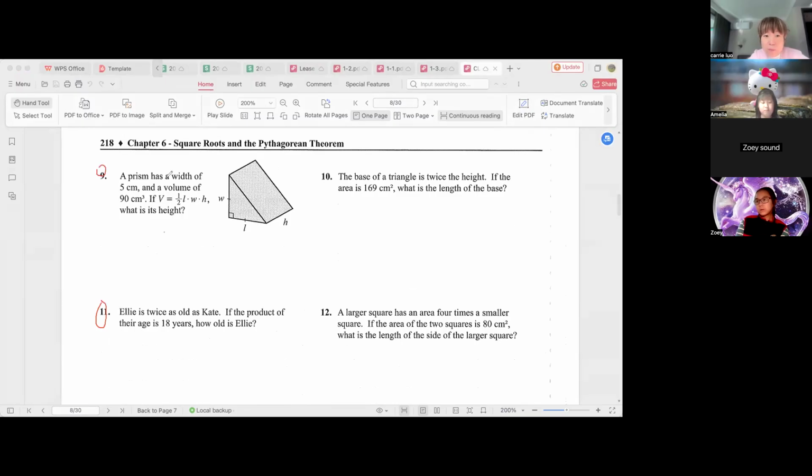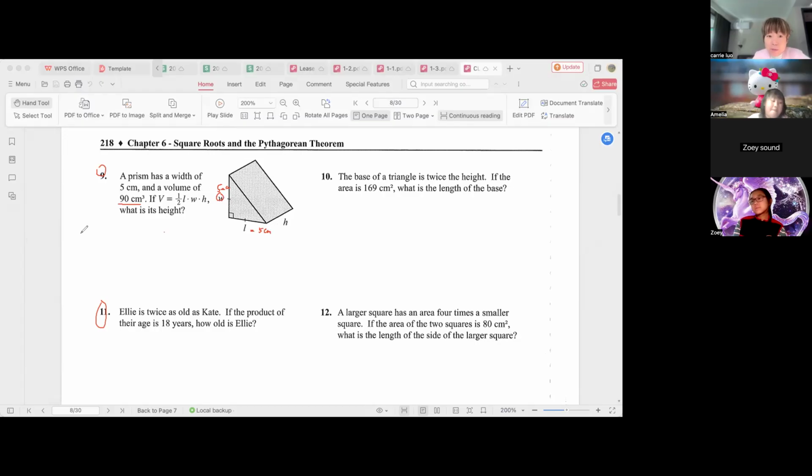A prism has a width of 5 centimeters. I strongly suggest you put a 5 here, okay? And a volume of 90 centimeters square. If V equals half times length times width times height, what is the height? Did you see there's a little mark here? That represents these two measurements are the same. So if the width is 5 centimeters, that means the length is also 5 centimeters, okay?